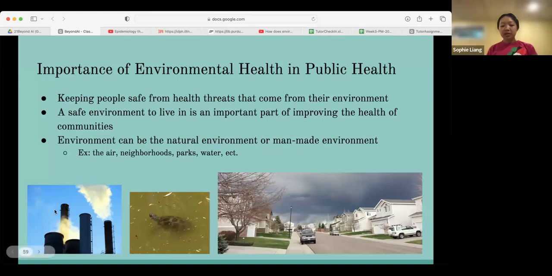So here are some examples of the air and then the sky. Here's an example of water, and then the last one is an example of a neighborhood.